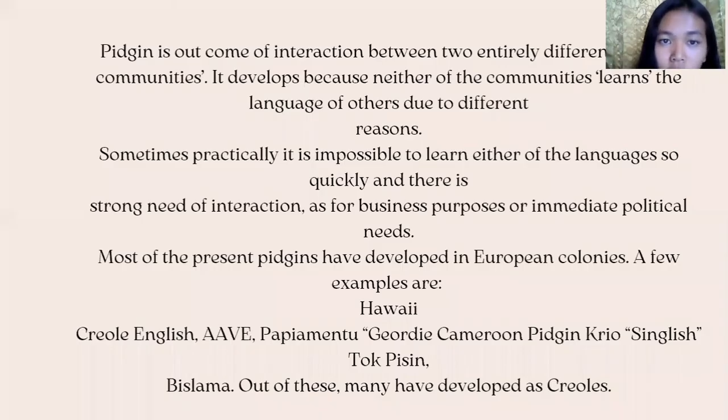Pidgin is a medium of interaction between two entirely different communities. It develops because neither of the communities knows the language of the other due to different reasons. Sometimes, practically, it is impossible to learn either of the languages so quickly, and there is strong need of interaction for business purposes and immediate political needs. Most of the present pidgins have developed in European colonies. A few examples are Hawaiian, AAVE, Papiamentu, Bislama, and many have developed as Creoles.